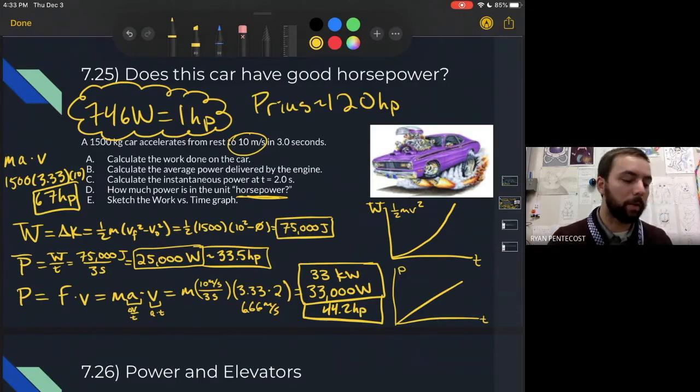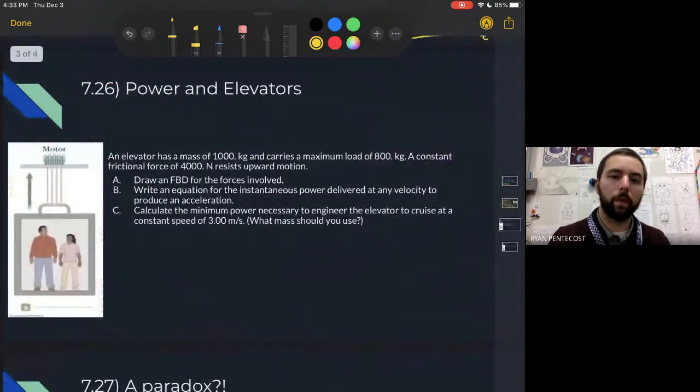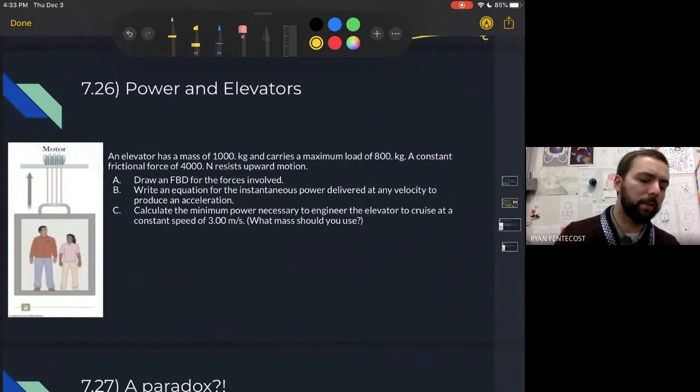Anyway, that's how we can find power of an engine in several different ways. Calculate the work. You can use the work kinetic energy theorem. We found average power. We found instantaneous power. We were using several graphs to analyze the situation, and we can find horsepower from the watts that we had before. Okay, now let's talk about elevators.